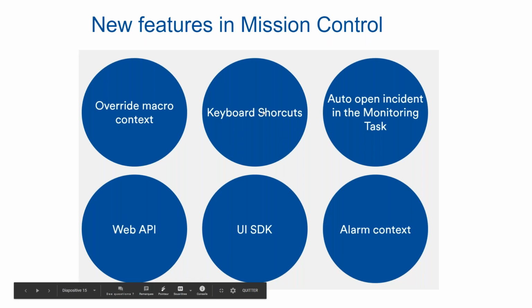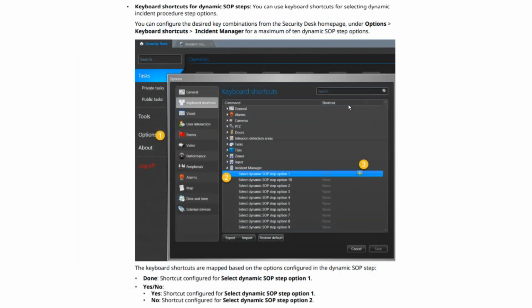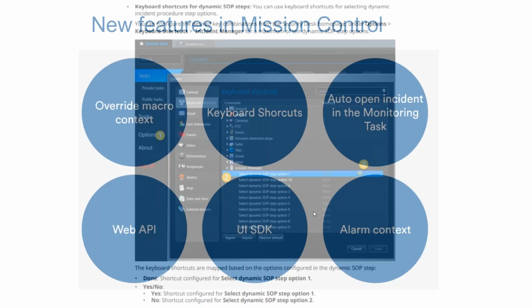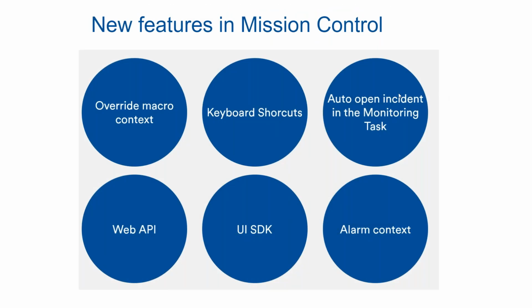Another feature we added is keyboard shortcuts. Whenever you're entering SOPs, instead of using your mouse, you can simply use keyboard shortcuts to go to the right, to go to the next, and select specific options. So this is a new functionality as well. Auto open incident in the monitoring task, that's the one I just showed you, the auto open monitoring task alarm context.